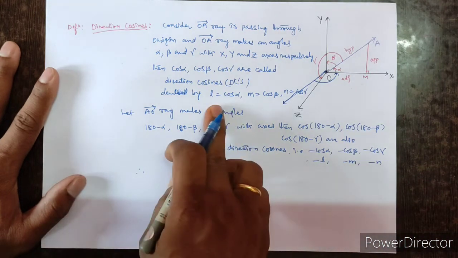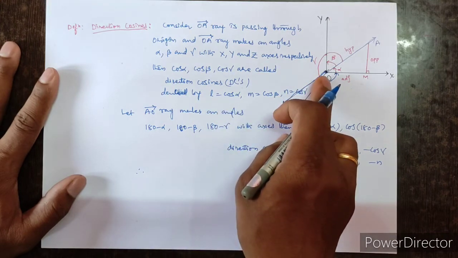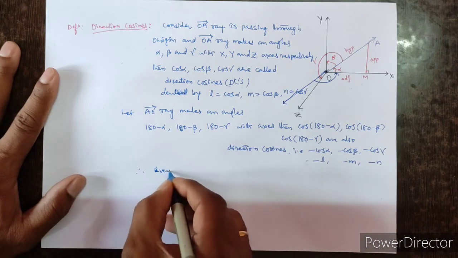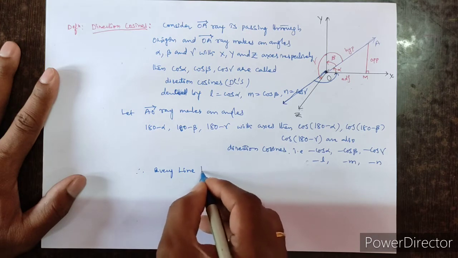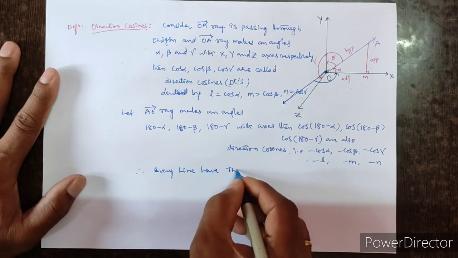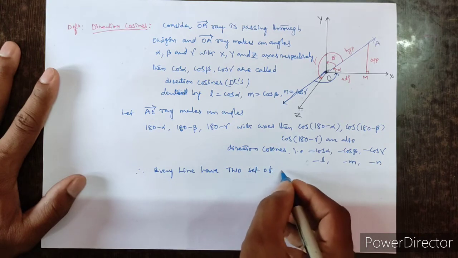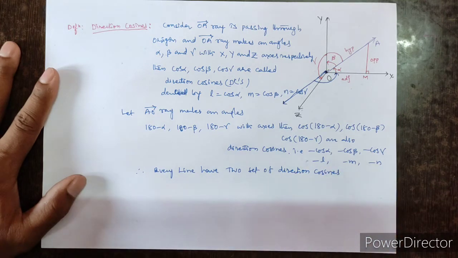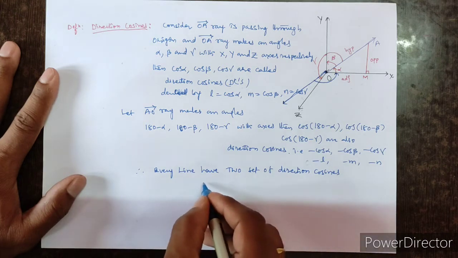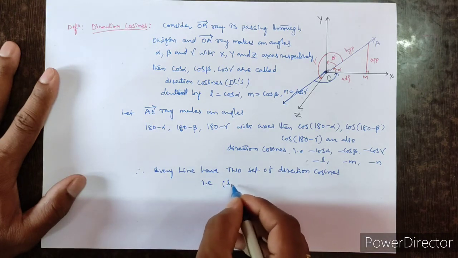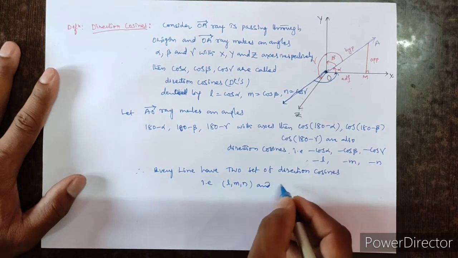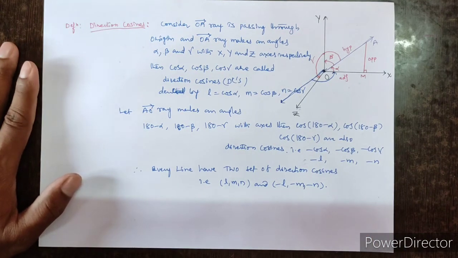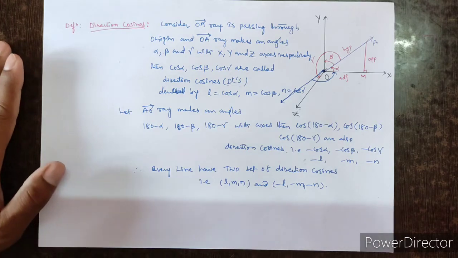Therefore we can conclude here every line, this is line, so therefore every line has two sets of direction cosines, that is L comma M comma N and minus L comma minus M comma minus N. So every line has two sets of direction cosines.